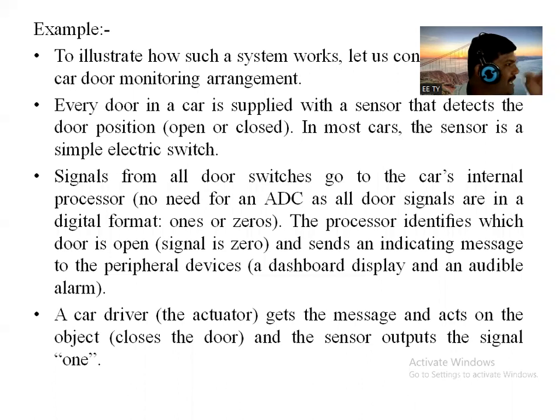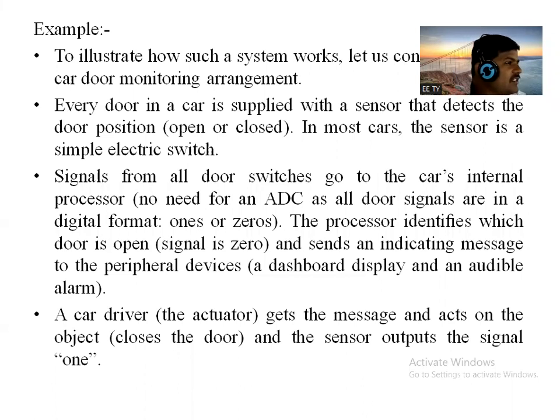So we are writing the program like that: check that condition. If the condition is satisfied, yes, go to the next. If no, follow another path. So the processor identifies which door is open. Similarly, sequentially it will check. The processor identifies which door is open, that means the signal obtained from that sensor through the multiplexer to the computer is 0. Which door's signal is 0.